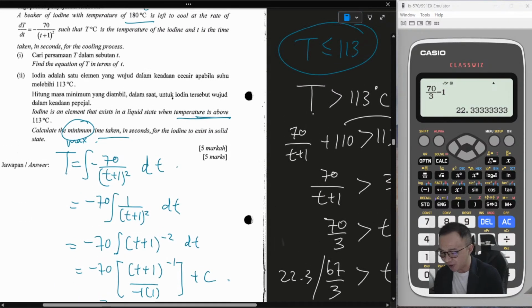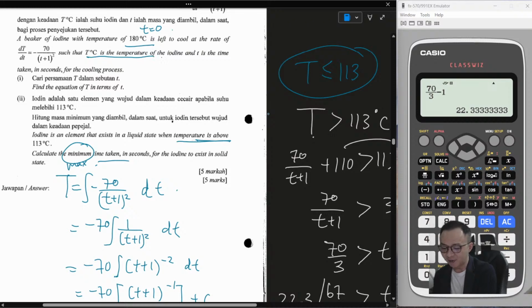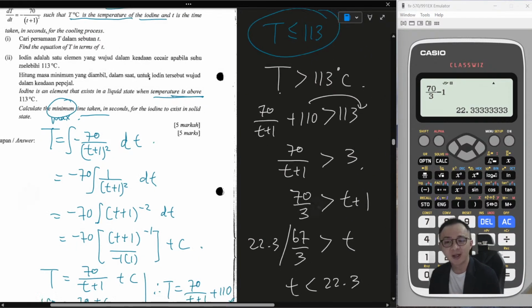And the temperature is capital T, isn't it? Yeah, T is the temperature of the iodine. So the temperature must be above it. I don't see any mistake here.